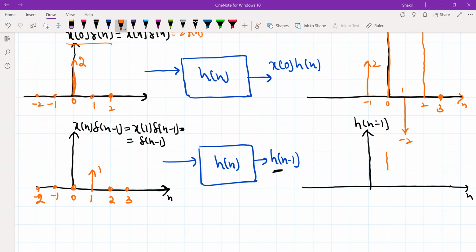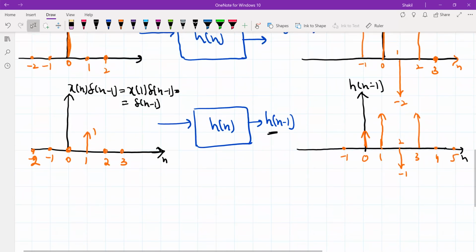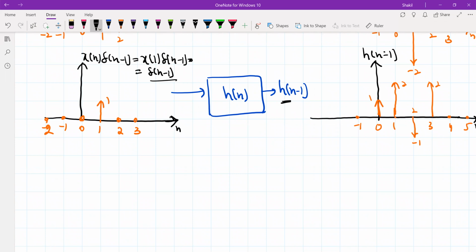So we'll have here 2. This will be 1. This will be minus 1. This will be 2. And this is 0, 1, 2, 3, 4 is 0, 5 is 0. See, our h of n is simply this: 1, 2, minus 1, 2. So the output of h of n minus 1 will be simply the shifted version of this, shifted towards the right. h of n minus 1 is simply h of n shifted by 1. So this is the output when the input is delta n minus 1.